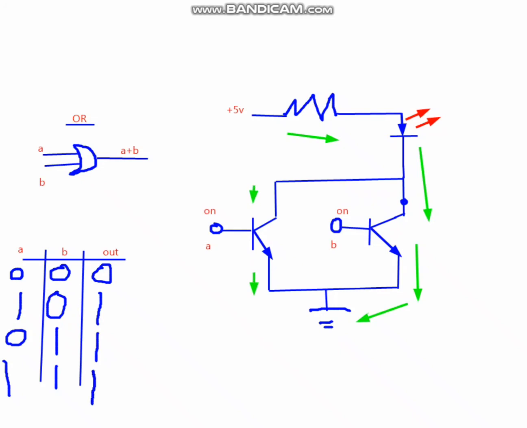So that's how we have the OR logic gate. The LED will be on if A or B is on. And that's how to remember the truth table for the OR logic gate. It doesn't matter whether A or B is on.